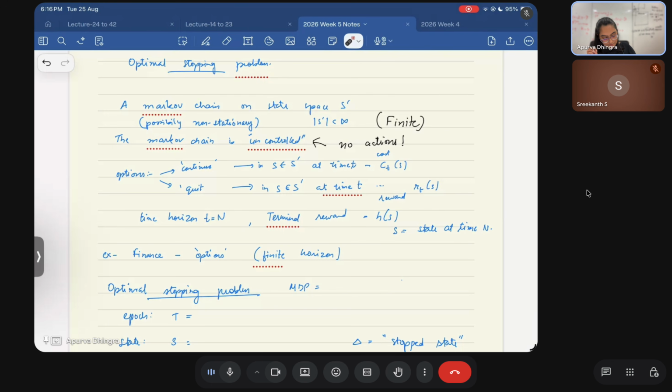Okay, and there is a terminal reward given for this problem. S refers to some state at time, and in this case. One of the examples mentioned in class to think of these stopping problems was an example from finance. So I'll try and elaborate on one such example from there.